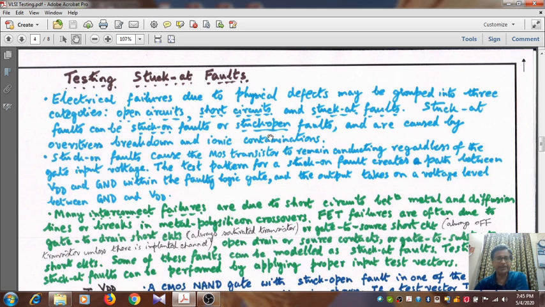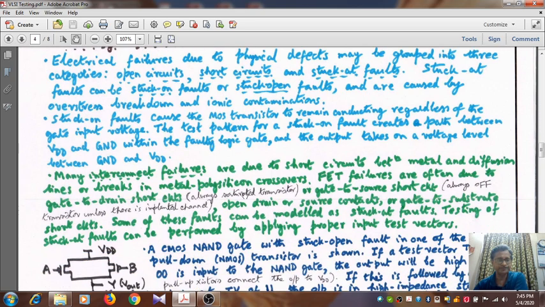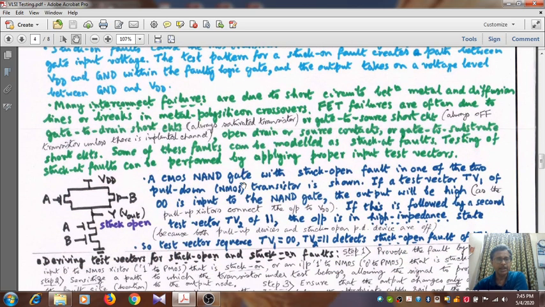And ionic contamination means that somehow the ions find place in the gate dielectric, and thereby a channel can come to exist. That is also undesired. Stuck-on faults cause the MOS transistor to remain conducting regardless of the gate input voltage. The test pattern for a stuck-on fault creates a path between the power supply VDD and ground within the faulty logic gate, and the output takes on a voltage level between the ground and the power supply. Okay. And so that is as per the transistor defect.